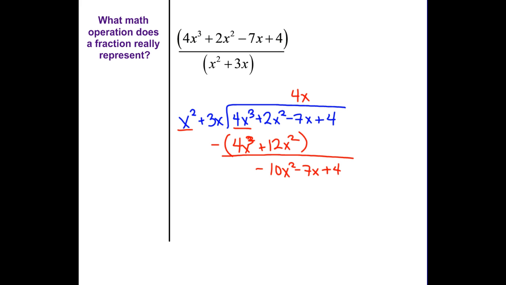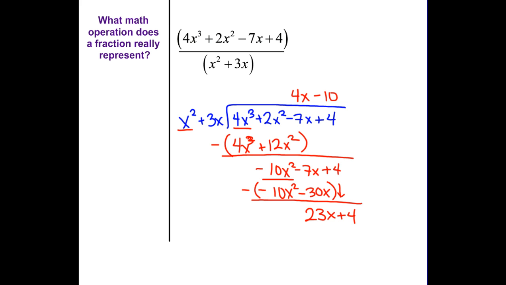Now again, we're going to multiply. What do I multiply the x squared by to get to negative 10x squared? Well, I need to multiply that by negative 10. So again, I multiply each piece over here, so we get negative 10x squared, we get minus 30x, and we're going to subtract that whole thing again. So negative 10x squared minus negative 10x squared, those cancel out. Negative 7x minus negative 30x, we're going to get a positive 23x, and we're going to bring down our 4.